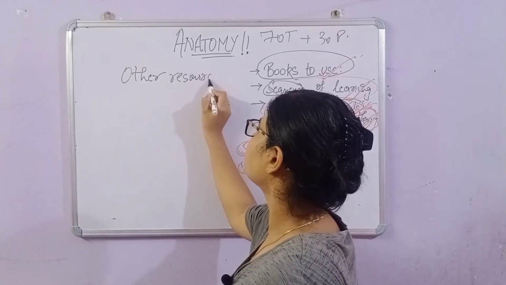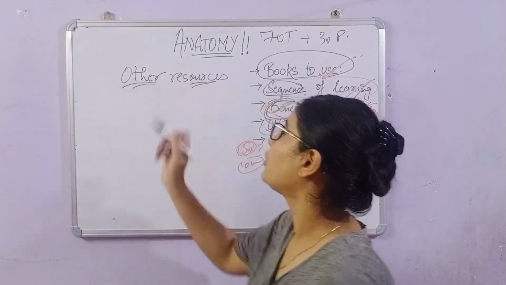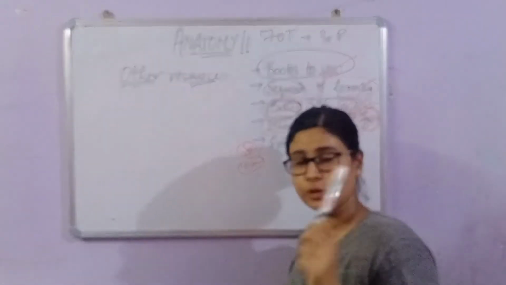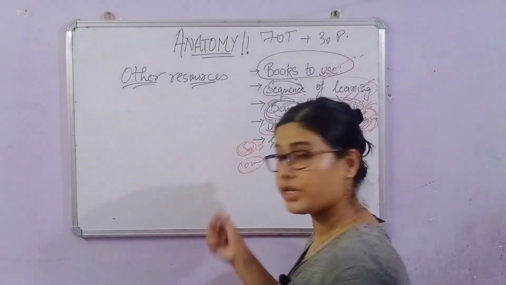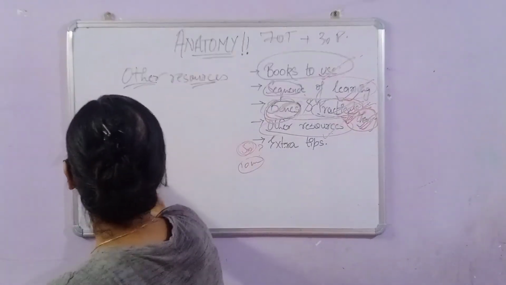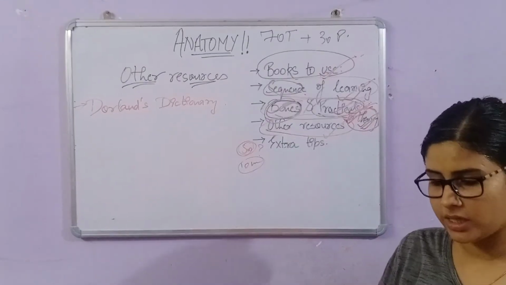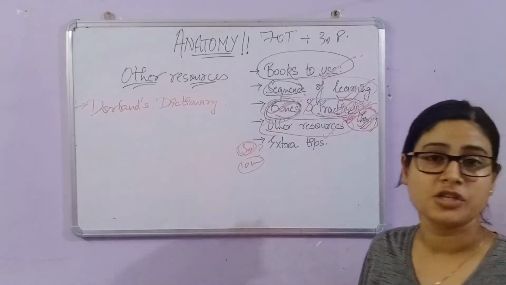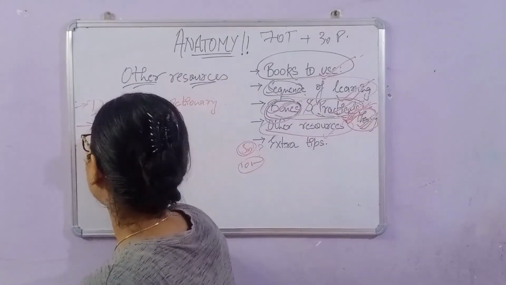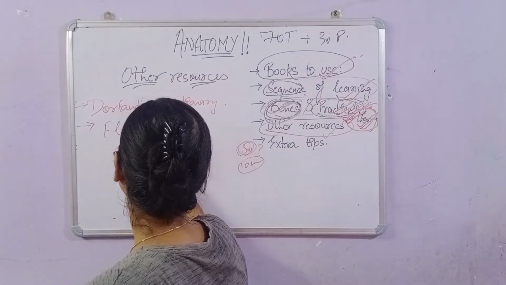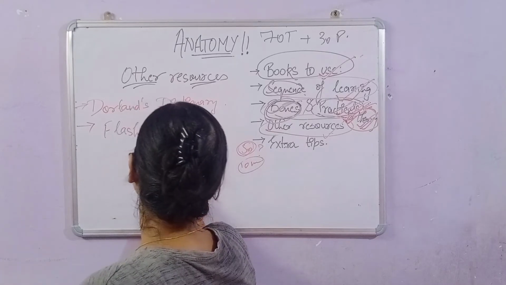The other resource, I already gave the name of the book, or rather it was not the book, it was the dictionary, which is Dorland's dictionary. You can buy Dorland's dictionary, a very good one. Another thing that is very, very helpful and very good is you can buy flashcards. There are flashcards available on Amazon. I would upload the link to them in my description, so you can use flashcards.